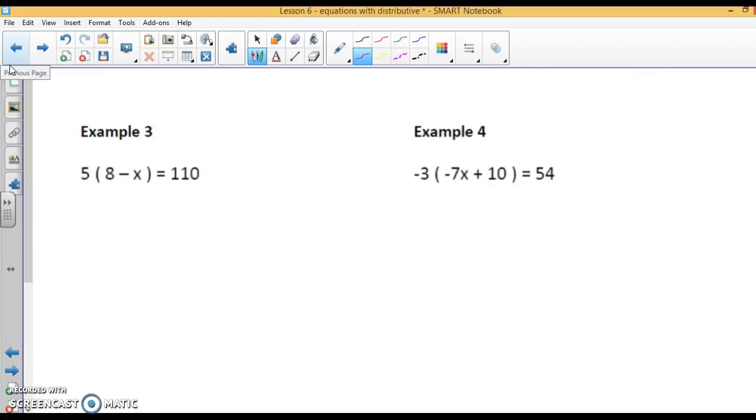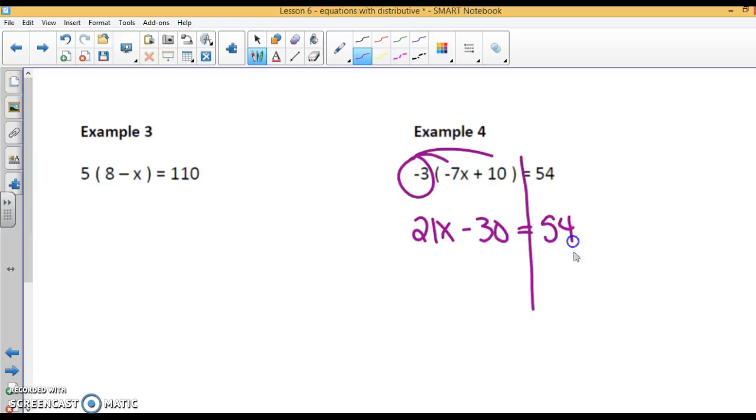Let's take a look at example 4. All right, in example 4, first thing I need to do is distribute the negative 3. So negative 3 times negative 7x is positive 21x. Negative 3 times positive 10 is negative 30, equals 54. Super important that you distribute correctly, because if you don't, you'll end up having problems. So, add 30 to both sides. 21x equals 84. Divide both sides by 21, and we get x is 4.